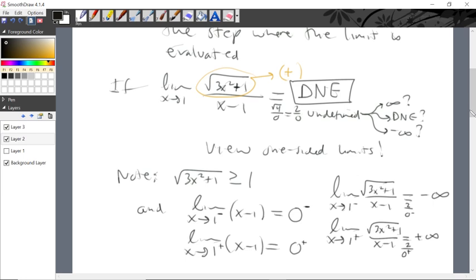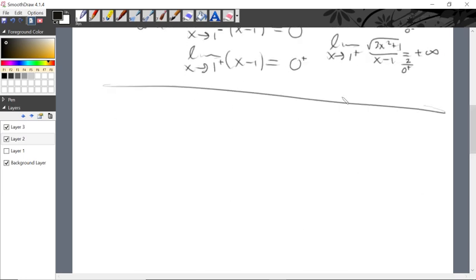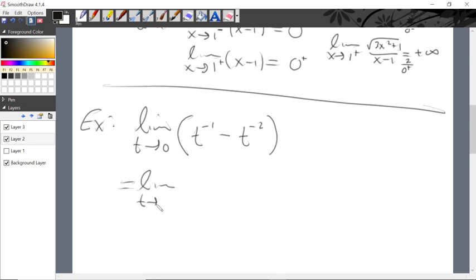All right, let's try another example. The limit as t approaches 0 of t to the negative 1 minus t to the negative 2. Little negative exponents in there. In other words, rewriting this, the limit as t goes to 0 of 1 over t minus 1 over t squared.